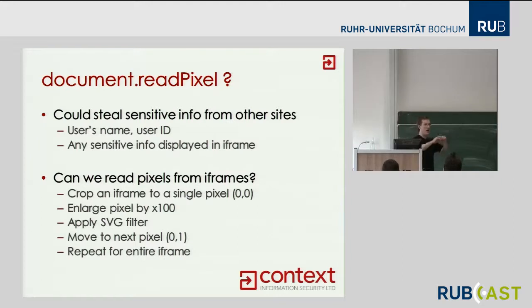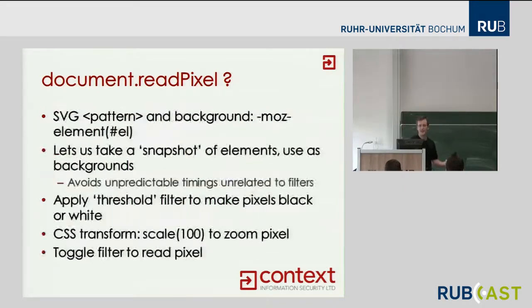Then we could somehow blow up that single pixel, so instead of just one pixel, it would be 100 wide by 100 high, so there are more pixels for the filter to work on. Then we apply the SVG filter, see how long it took to run, and move on to the next pixel. One at a time, we do the same thing I just showed you for the link colors. We do it for each pixel in the iframe until we've built up a picture of what's in there.